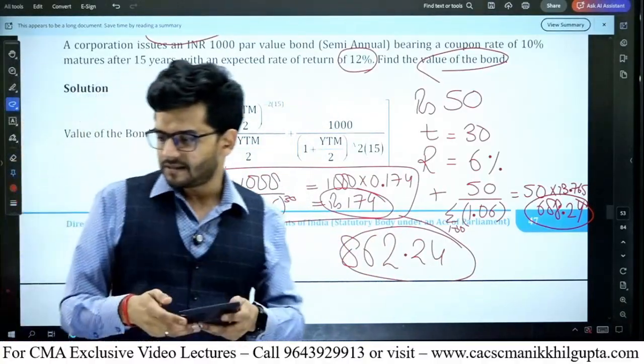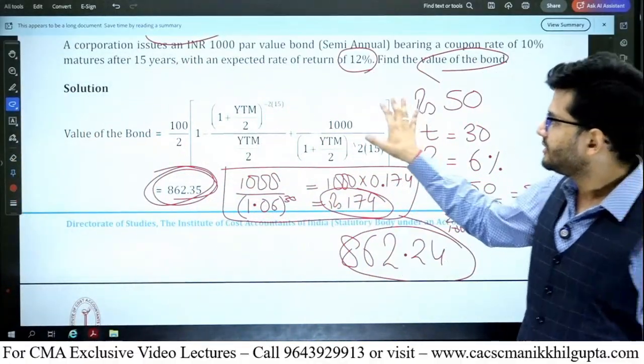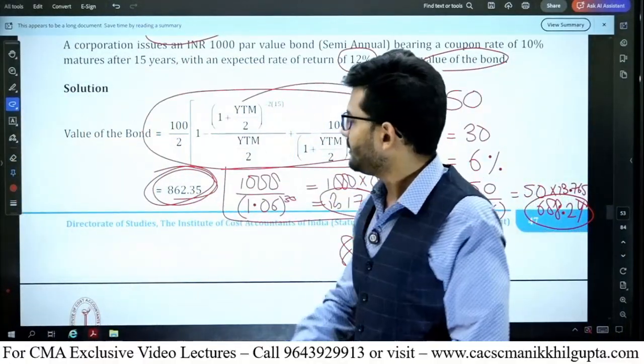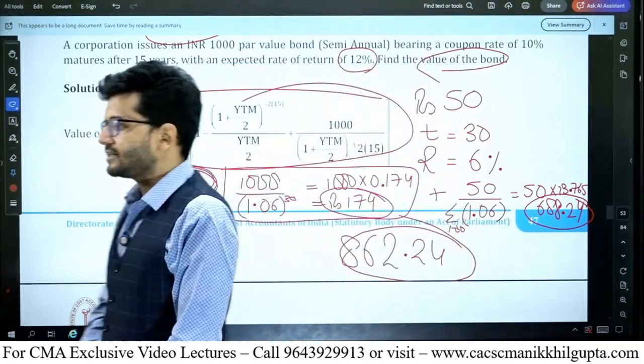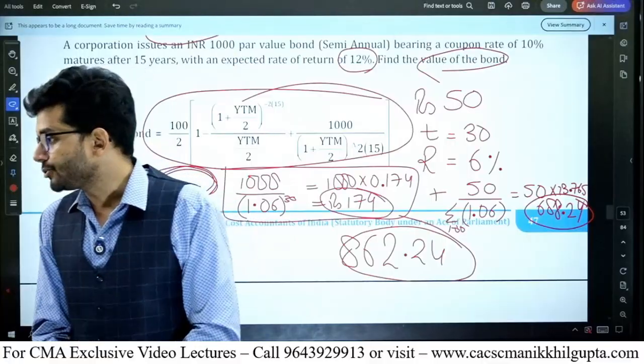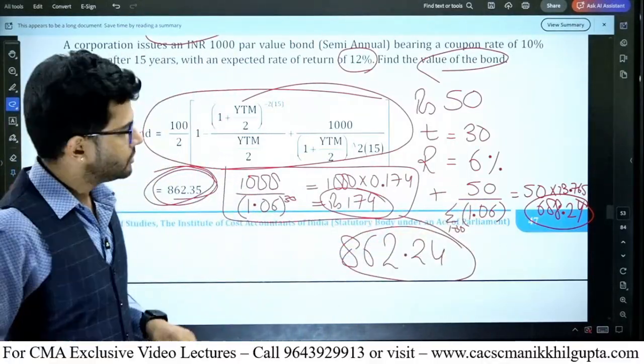So the formula is the same, but instead of mugging up this complex formula, why don't you apply the simple present value annuity factor and present value factor concepts which are there in our syllabus? Why don't you employ that? Because that's much easier. It's much more straightforward.